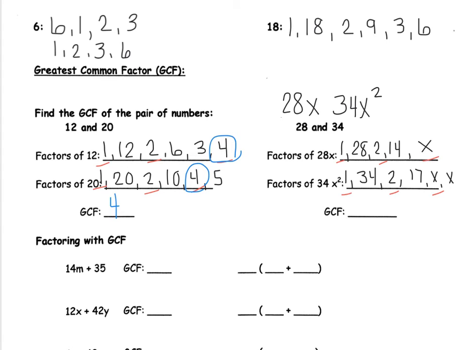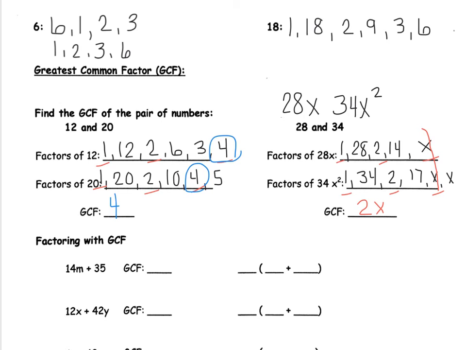So the largest common factor is 2. And now we're going to look at the variables as well. They have an x and an x. We have to consider the variables as well. If they have one x in common, they have to bring that down as well. So I always go like this and bring that x down. 2x is my greatest common factor.